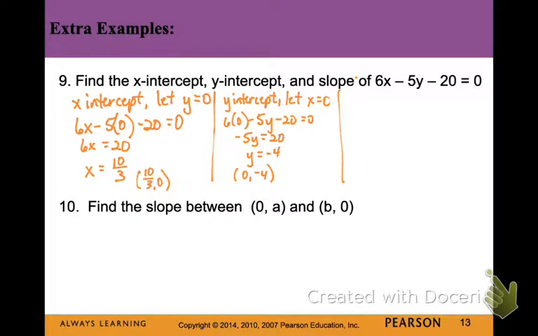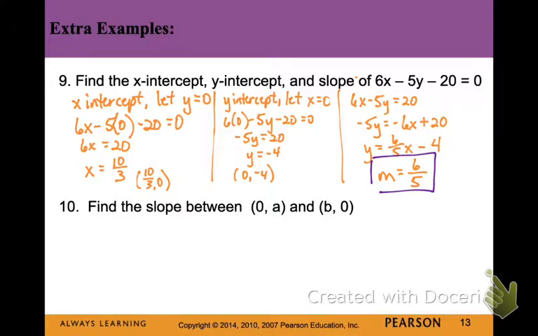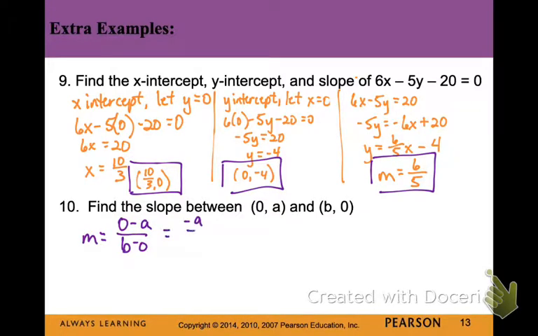And then finally, to find the slope, rather than use the slope formula, I'm just going to solve my general equation for y. And then I know my number value in front of my x term is my slope. So the slope of this line is positive 6/5. We can do the same thing in general terms. So I don't know specific numbers here with these 2 points in example 10, but I can still find the slope. So I'm going to take 0 minus a over b minus 0, difference in my y values over difference in x's. So in general, the slope of this would be negative a over b, whatever those variables stand for.